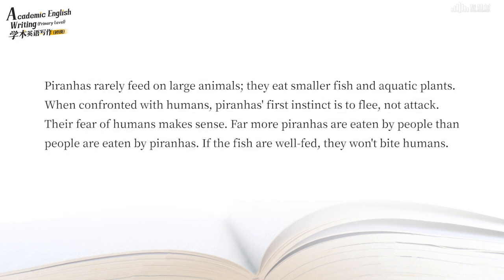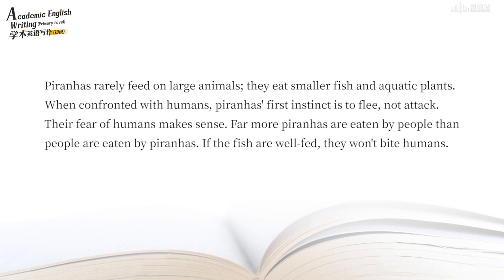Piranhas rarely feed on large animals. They eat smaller fish and aquatic plants. When confronted with humans, piranhas' first instinct is to flee, not attack. Their fear of humans makes sense. Far more piranhas are eaten by people than people are eaten by piranhas. If the fish are well fed, they won't bite humans.